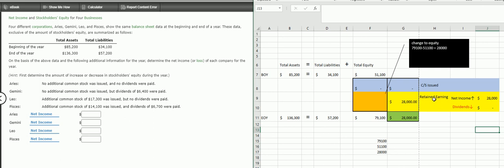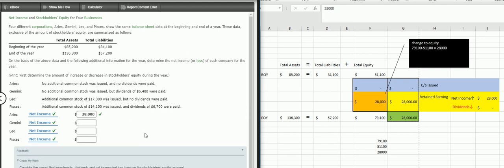And then I'm saying, okay, retained earnings is basically income minus dividends. So what amount do you think I need income to be during this year to have these two things together, 28 minus 0 dividends, be equal to an increase of retained earnings of 28? So the answer is basically income has to be $28,000 in order for the ending equity balance to be 79,100 at the end of the year. So I'm going to check my work. Perfect.